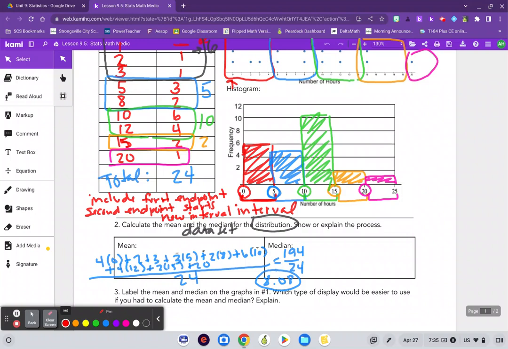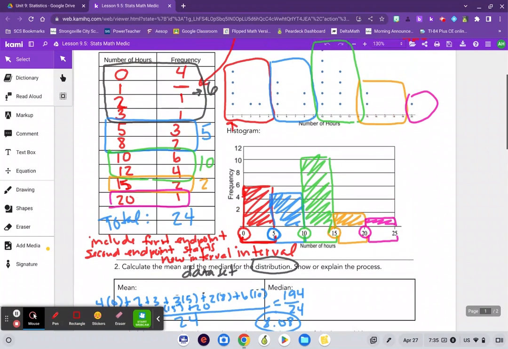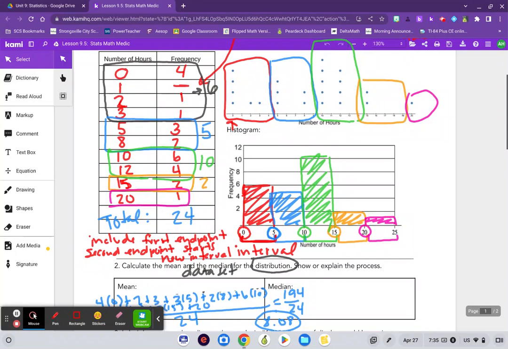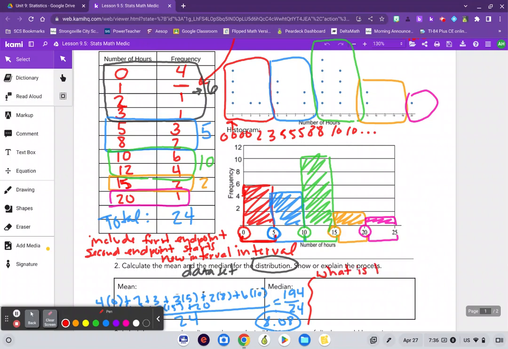And again, I think that when you have a dot plot or a data set, you could either write that data out in a list, right? We already said that we have 4 zeros, and then we have a 2, and then a 3, and then a 5, 5, 5, and then an 8, a 8, a 10, etc. Right? So I can write out all 24 of these numbers, and I can find what's in the middle. Or I can find what is halfway.